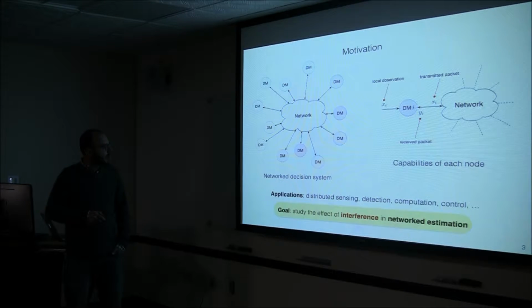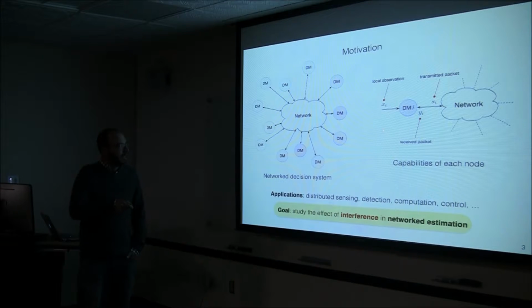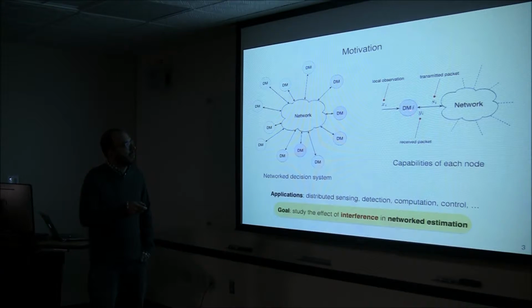We started looking at these problems in the following context. You have a network of decision makers cooperating to solve a problem. So in this figure here, you have multiple decision makers interacting with a network. If you look closer at this figure on the right, each decision maker makes a local observation or measurement about maybe a physical quantity it's observing. And then there is this interaction with the network in the form of transmitted and received packets.